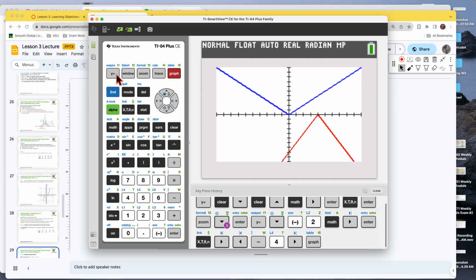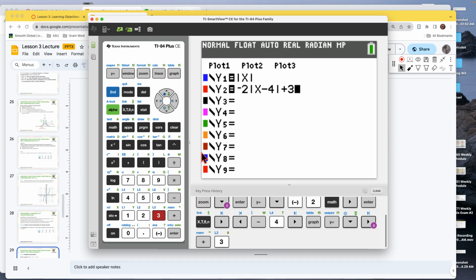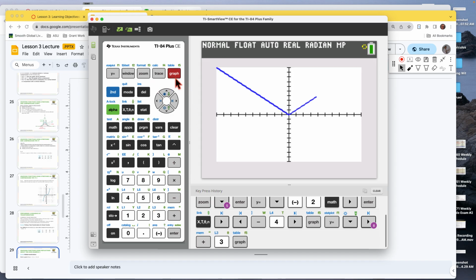And then we come back here, we've got a plus 3 on the outside. And what's that going to do? That will move it up 3. And remember, last time it was down here, so it's been moved up 3.